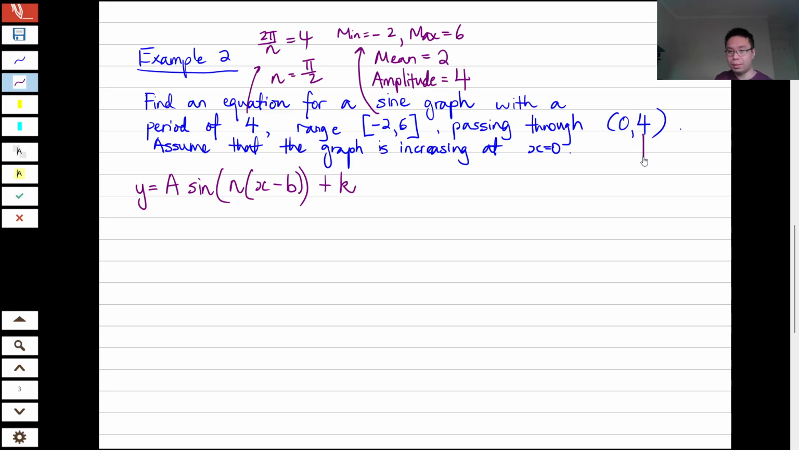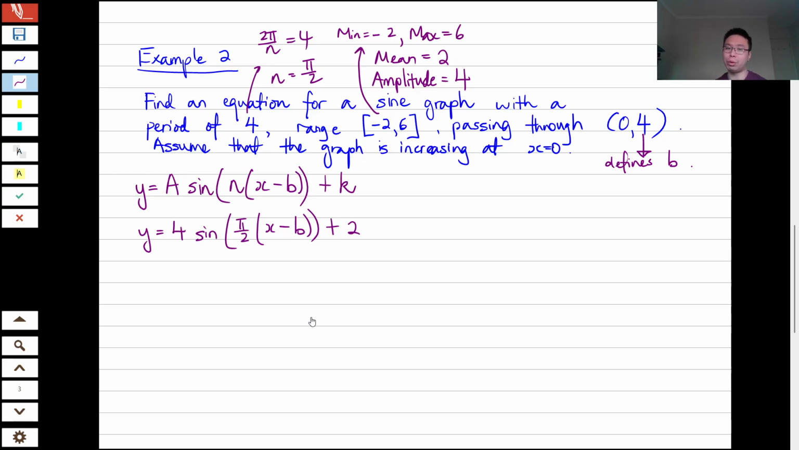This last part, the coordinate, will define the shift in the horizontal direction. So, putting all these things together, we have y equals 4 times sine of pi on 2 times, in brackets, x minus b, plus 2. So we've already made a lot of progress. We just need to figure out what this value of b is.